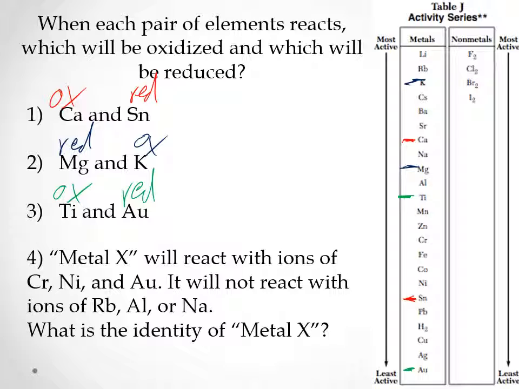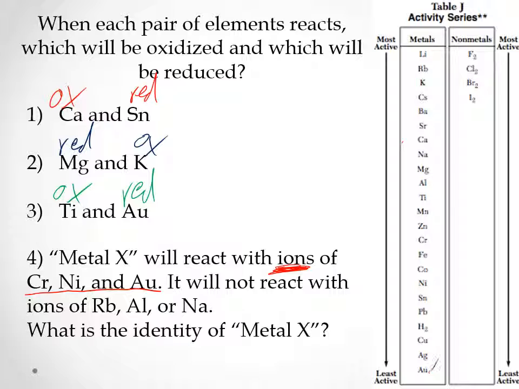Last example is kind of a puzzle here. So I'm just going to erase these ones over here so we can actually check out our chart again. This one says some metal X will react with ions of Cr, Ni, and Au. So remember, if metal X, it doesn't say it's got a charge, it'll react with ions. If a metal is going to react with something that has a charge, it has to be higher than those things that have charges. Which means if it's going to react with Cr, Ni, and Au, it has to be higher on our chart than Cr, Ni, and Au.